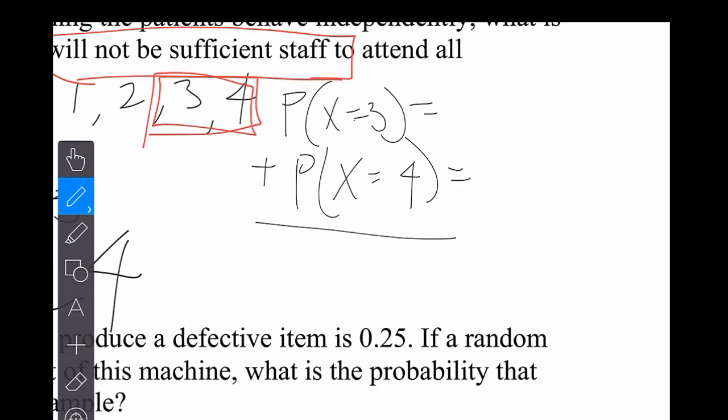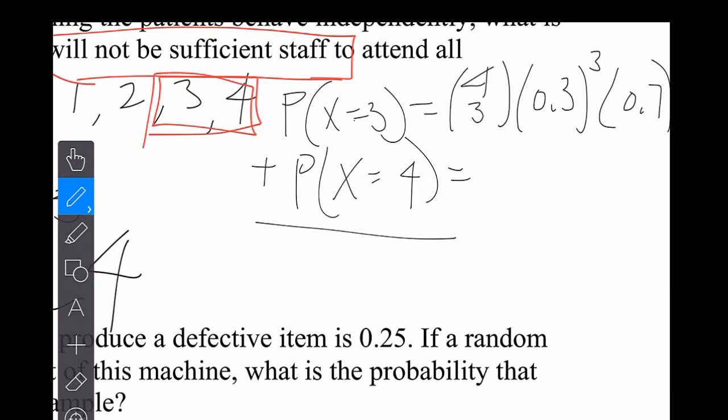So x equals 3, out of 4 patients, 3 people needing attention, the probability of needing attention is 30%. 3 of them need attention. The probability of not needing attention is 70%, which is great, and only 1 person would need that. So remembering that's the probability of a success to the number of successes. This is the probability of failure to the number of failures.